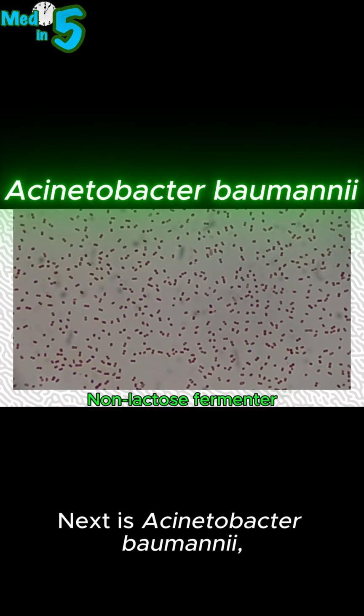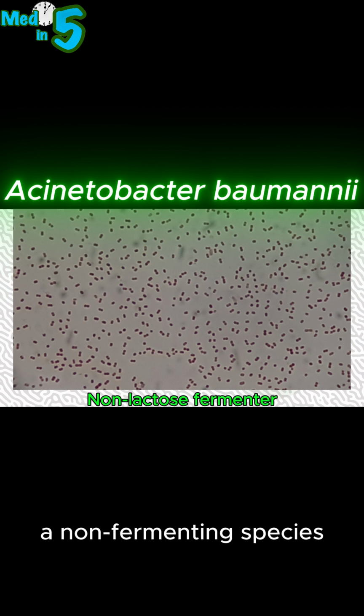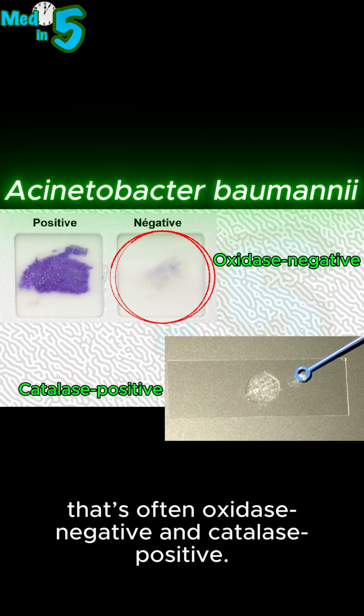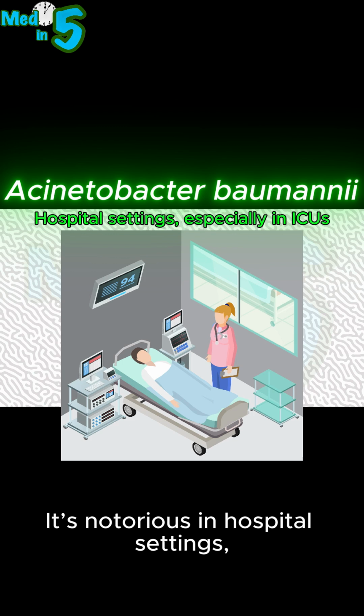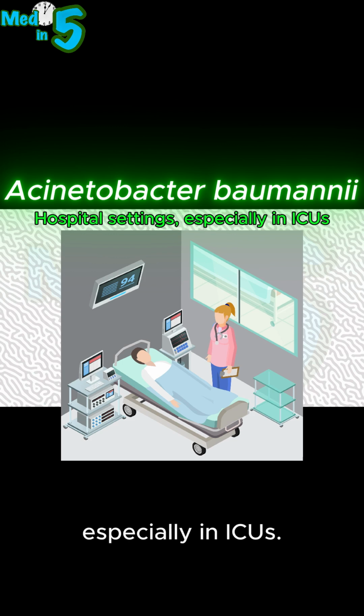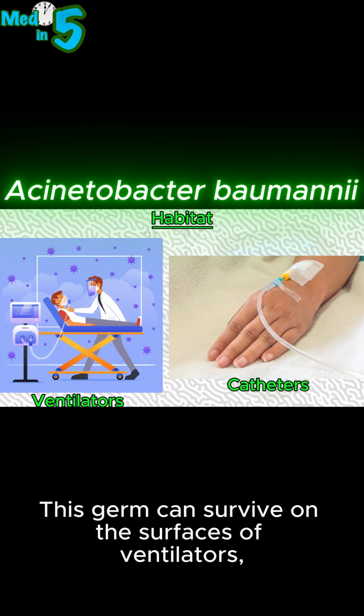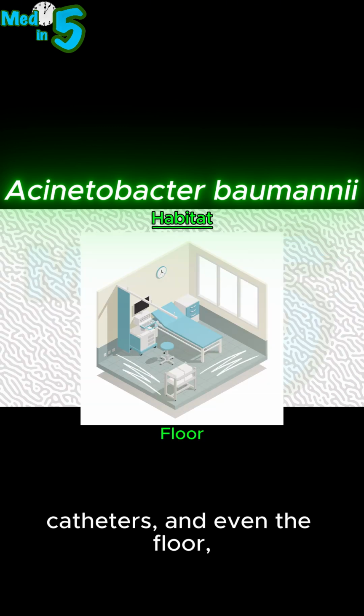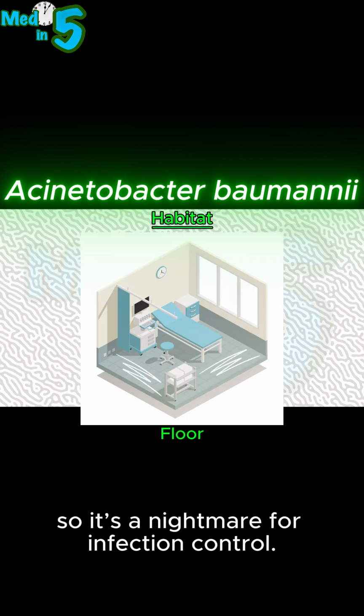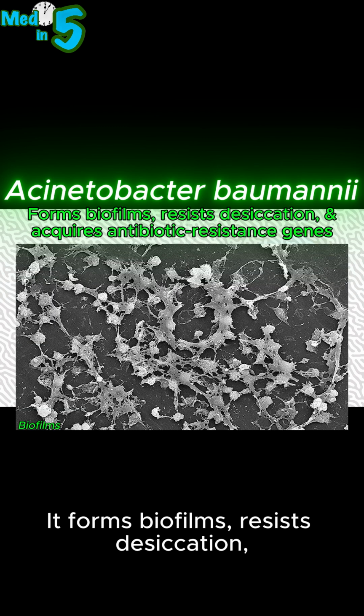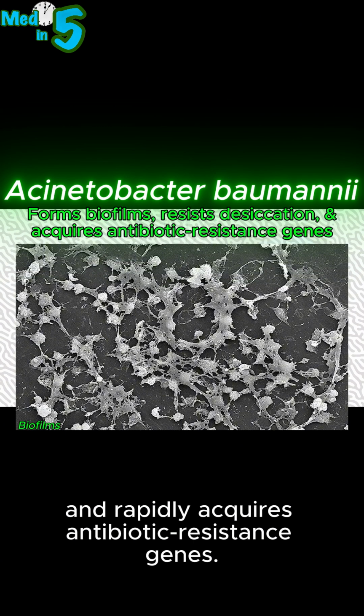Next is Acinetobacter baumannii, a non-fermenting species that's often oxidase negative and catalase positive. It's notorious in hospital settings, especially in ICUs. This germ can survive on the surfaces of ventilators, catheters, and even the floor, so it's a nightmare for infection control. It forms biofilms, resists desiccation, and rapidly acquires antibiotic resistance genes.